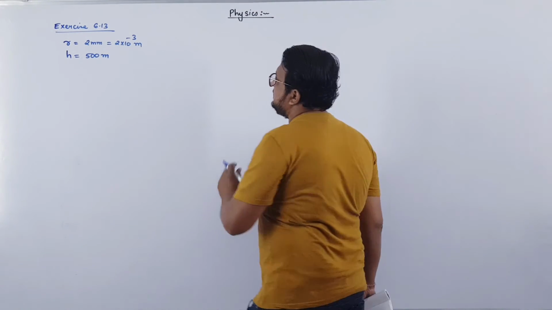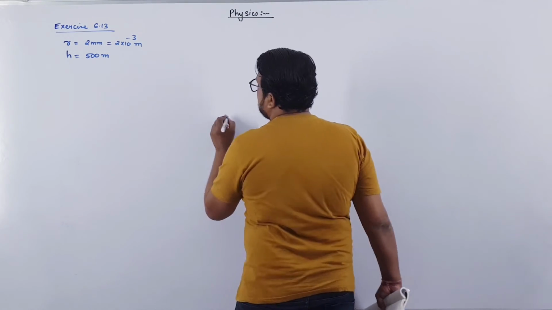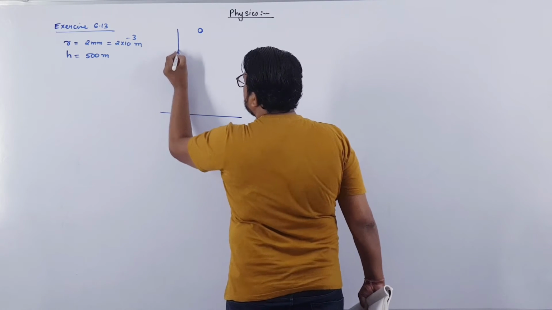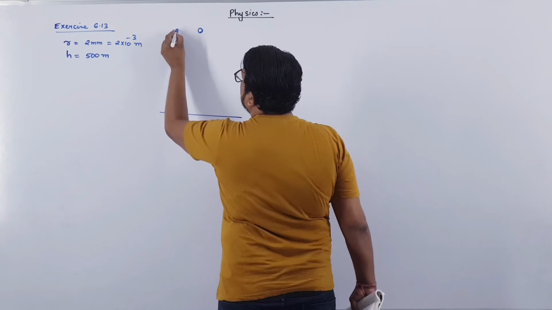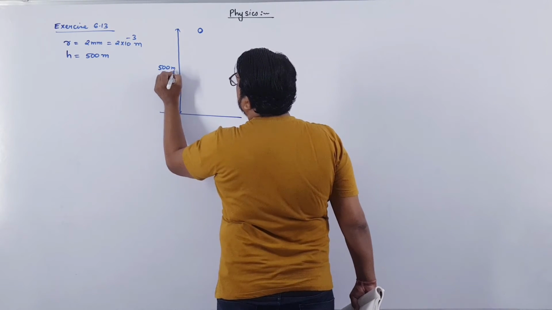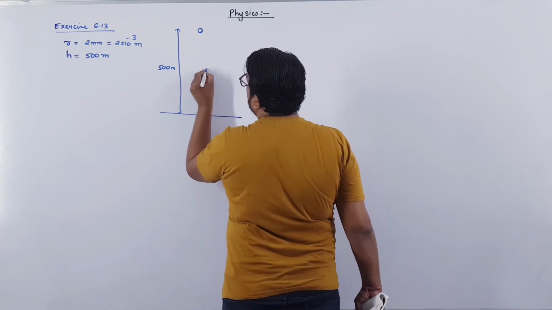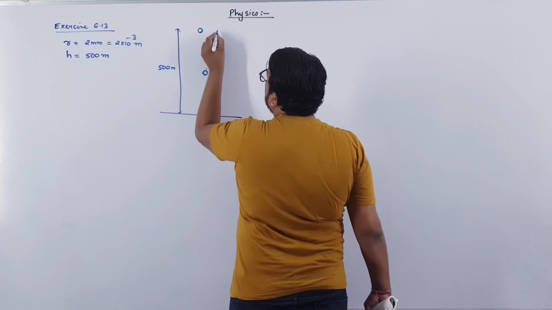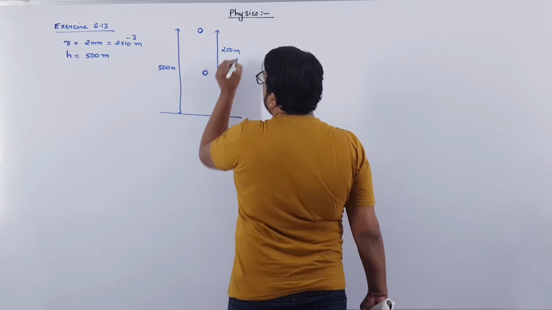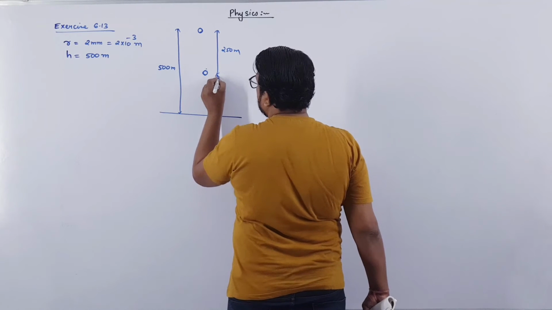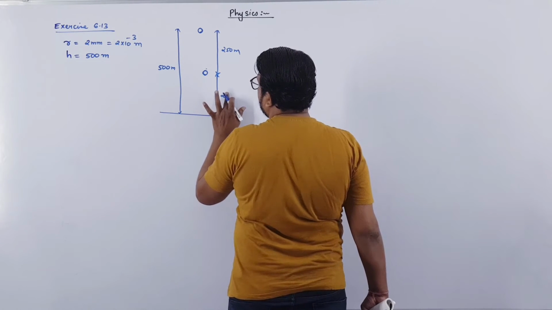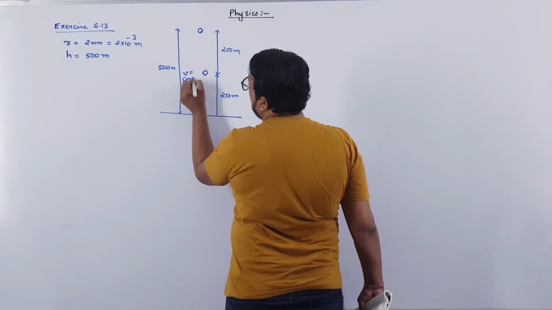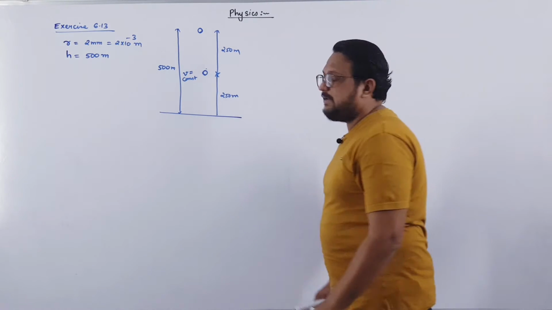Let us say this is the ground, and a drop is falling from here, such that this height is 500 meter. At the halfway midpoint, somewhere over here, this will be 250 meter, and this is also 250 meter. At this point, its speed will be constant.